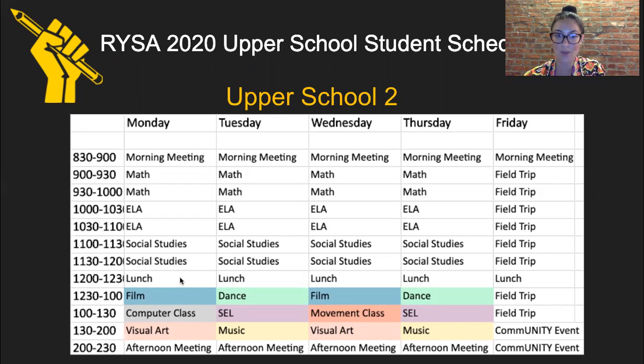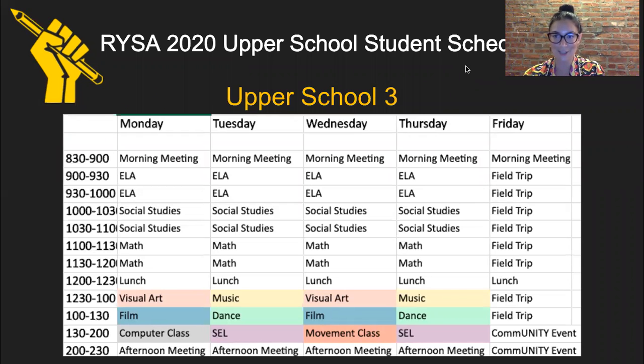From 12:30 to 1, on Mondays and Wednesdays, they have film. On Tuesdays and Thursdays, they have dance. From 1 to 1:30, on Mondays, they have computer class. On Tuesdays and Thursdays, they have SEL or social emotional learning. And on Wednesdays, they have movement class. From 1:30 until 2, on Mondays and Wednesdays, they have visual art. And on Tuesdays and Thursdays, they have music. They end their day from 2 to 2:30, just as the rest of upper school, with an afternoon meeting.